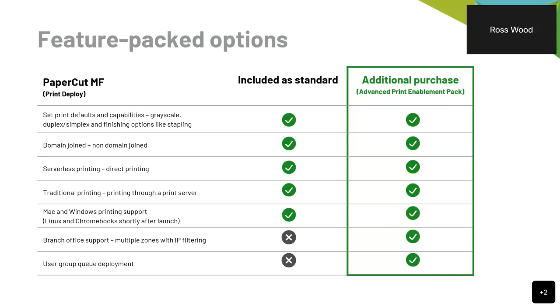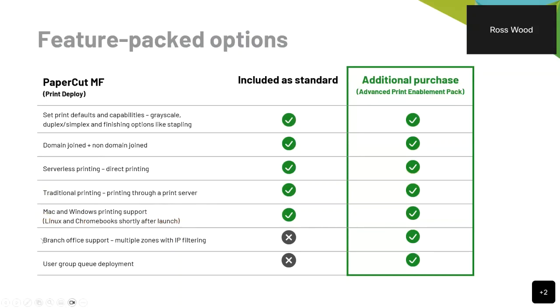So again, we could do that with our one zone, and of course the traditional printing. I think that's to be expected. And we can even do Mac and Windows, and Linux and Chromebook. Keep in mind, I haven't had time to update this slide, but if you noticed on the earlier part of the presentation where I was demoing, you saw Linux and Chromebook are readily available. So don't worry about this part that says shortly after lunch.